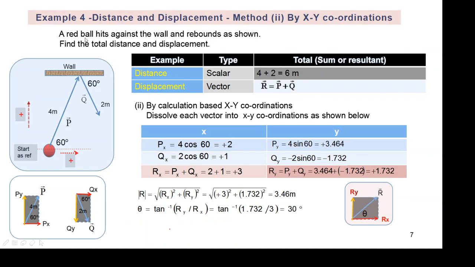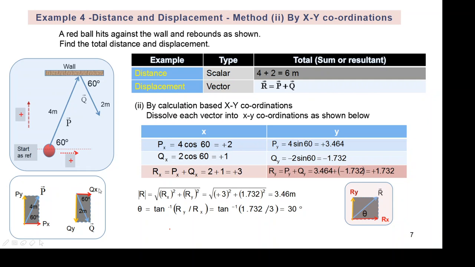So in example 4, we will recommend a calculation method, which is using the xy coordinations to determine the x coordination and y coordination of the individual vectors. First, we write down the vector equation R equal to P plus Q. After that, we resolve each vector into x and y coordination as shown at the corner left-hand side.